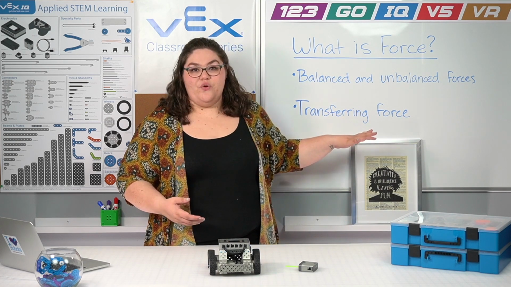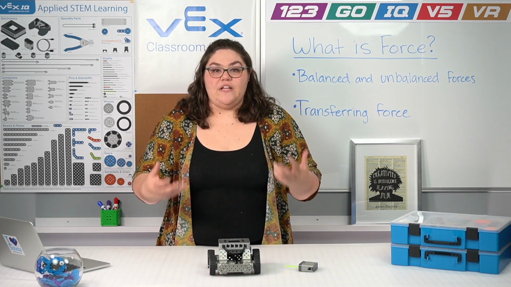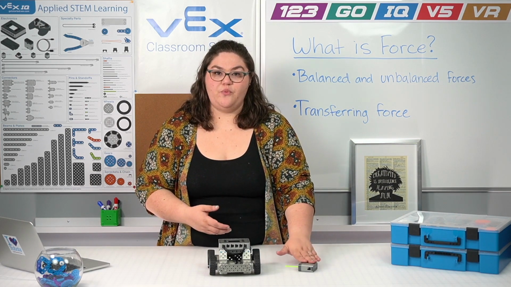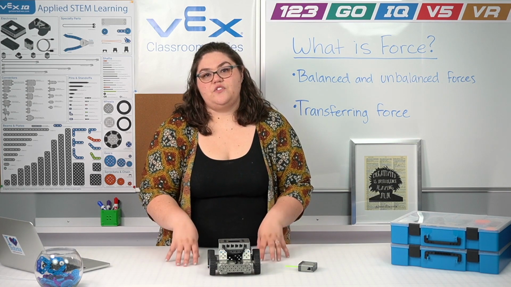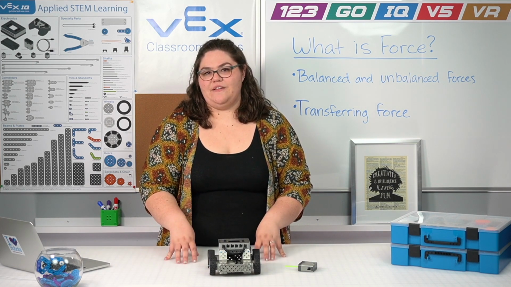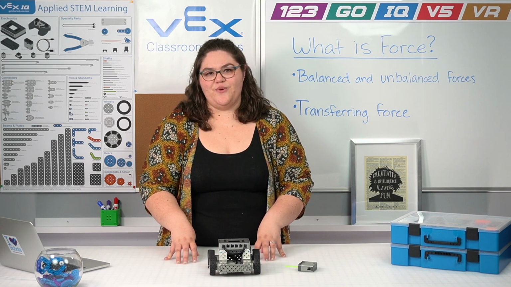And transferring force, that initial input comes from the motors of your robot, transfers through the axle, the wheels, to the surface, which creates the unbalanced force that allows your robot to move forward.